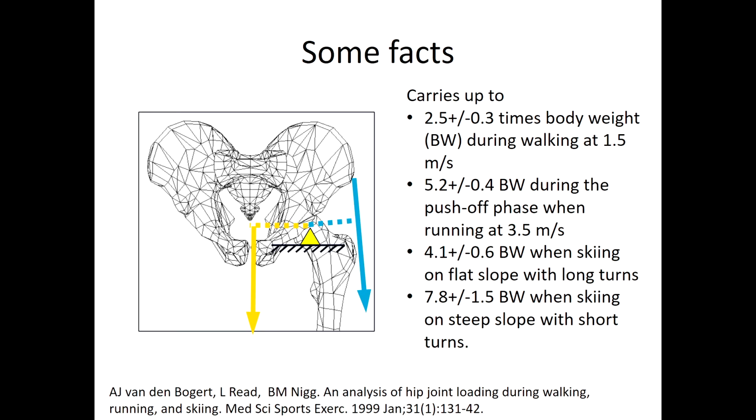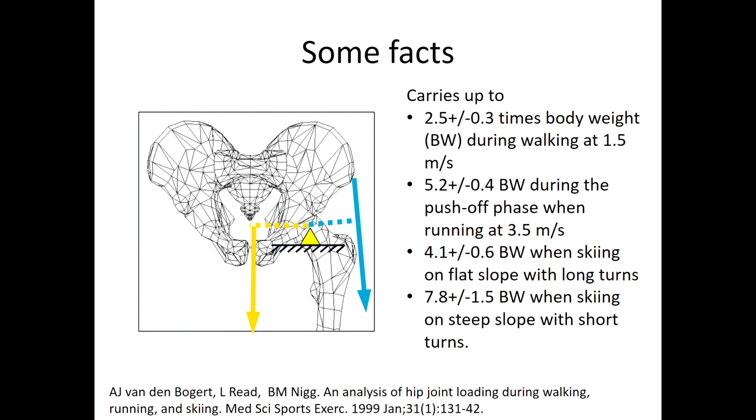A few simple facts for all of you to know. The hip joint carries around 2.5 times body weight during walking at 1.5 meters per second. And during the push-off phase, it goes to 5.2 times your body weight. When skiing on flat slopes, 4.1. So lots of forces going on. Whereas when skiing on a steep slope, it's almost 7.8. So I think it is important for you to know how that little ball of the hip and the socket can manage so much of your body weight through that cartilage.